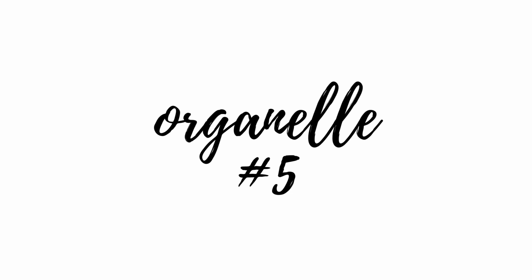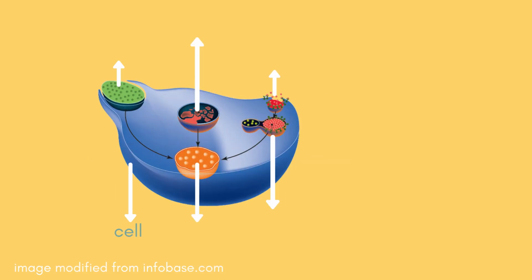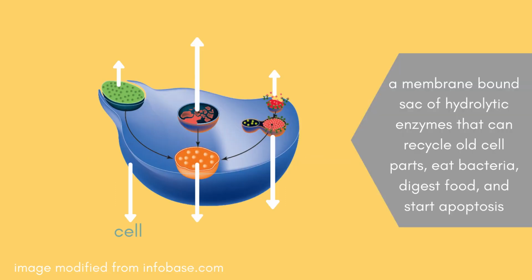The fifth organelle we'll look at are lysosomes, whose main function is cellular digestion. This is a cell, not a lysosome, which would be a membrane-bound sac of hydrolytic enzymes that acts as a mini stomach. A lysosome can break down old organelles to recycle their parts, eat bacteria, digest food, and perform apoptosis, or programmed cell death, by releasing the enzymes within it to kill the cell if needed.